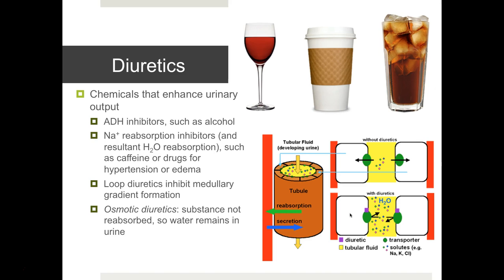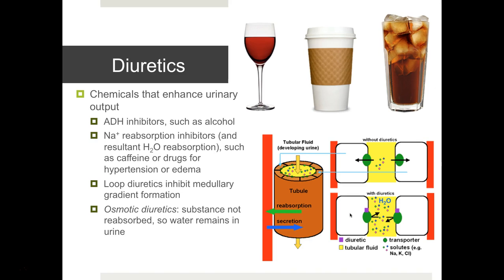ADH, once again we'll mention, is going to place aquaporins within your DCT and CT, and that causes the ability to move water out of those tubules and into our blood. So if we don't have ADH, we are not able to reabsorb that water. Alcohol is a big example of a diuretic in which this is going to happen. And sodium reabsorption inhibitors are going to assist with this as well. So examples are caffeine or certain drugs for hypertension or edema.